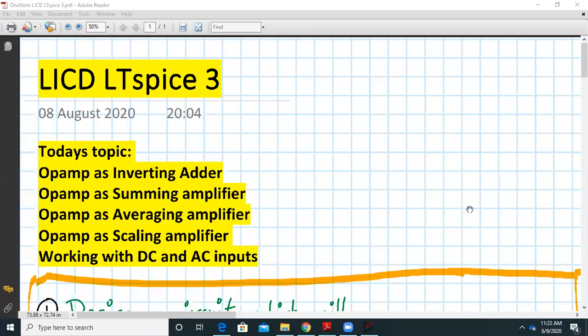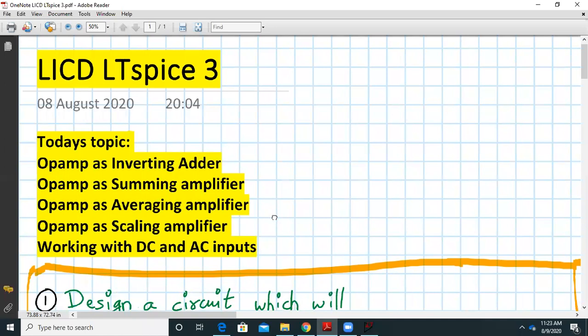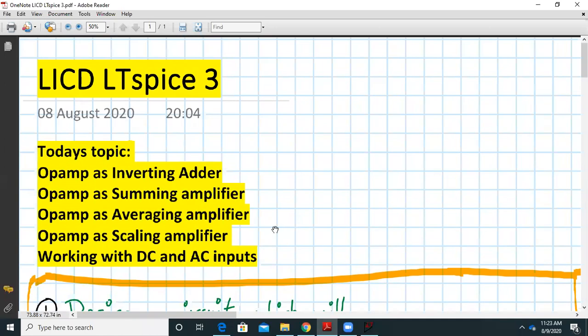Hello everyone, welcome to LICD LT Spice session number 3. Today's topic which we are going to cover is op-amp as an inverting adder, and we'll study its variants, that is summing amplifier, averaging amplifier and scaling amplifier, and we'll also see at the end how the op-amp as an adder works well with AC as well as DC input. So let us start with the topic.